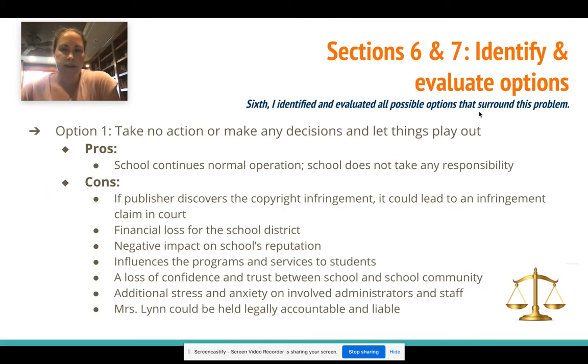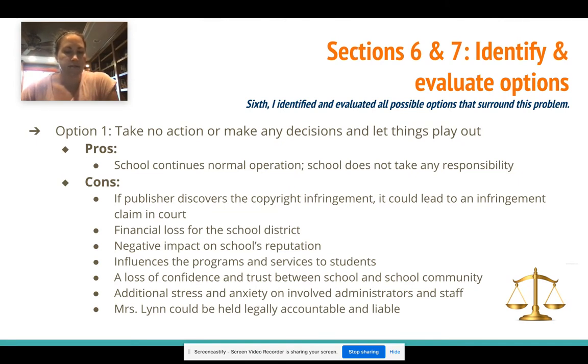Sixth, I identified and evaluated all possible options that surround this problem. So option 1, take no action or make any decisions and let things play out. The pros would be the school continues normal operation and school does not take any responsibility. The cons of this approach would be if the publisher discovers a copyright infringement, it could lead to an infringement claim in court, financial loss for the school district, negative impact on school's reputation. It could influence the programs and services to students.